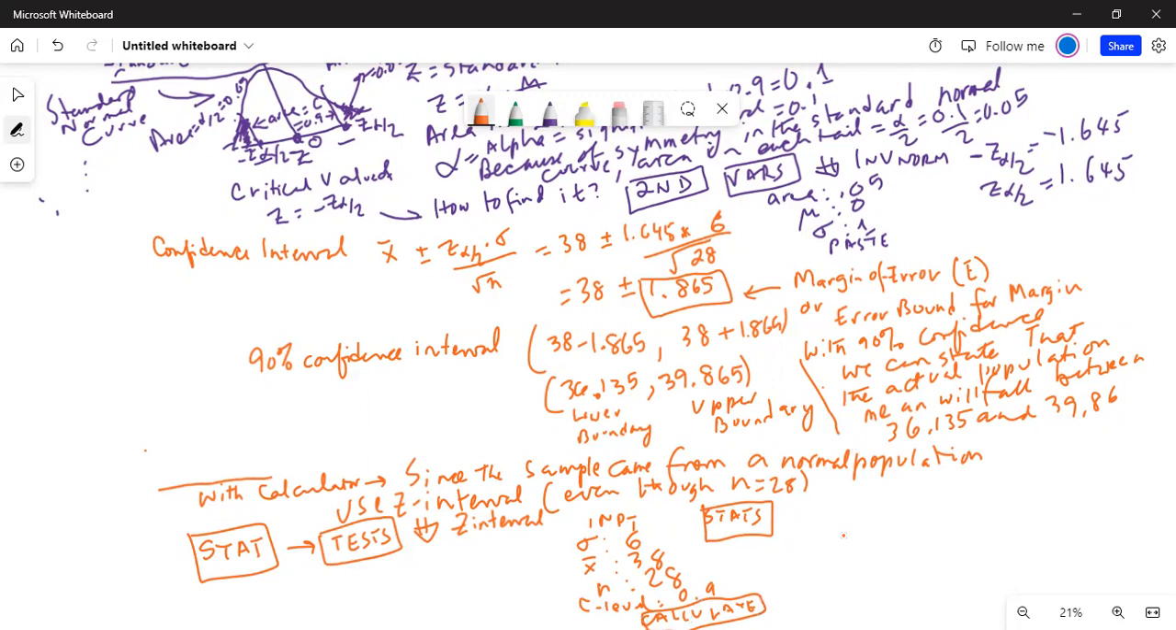And you will get the same answer as before. The lower boundary is 36.135 and the upper boundary is 39.865. So with 90% confidence, we can state that the actual population mean will fall between 36.135 and 39.865.